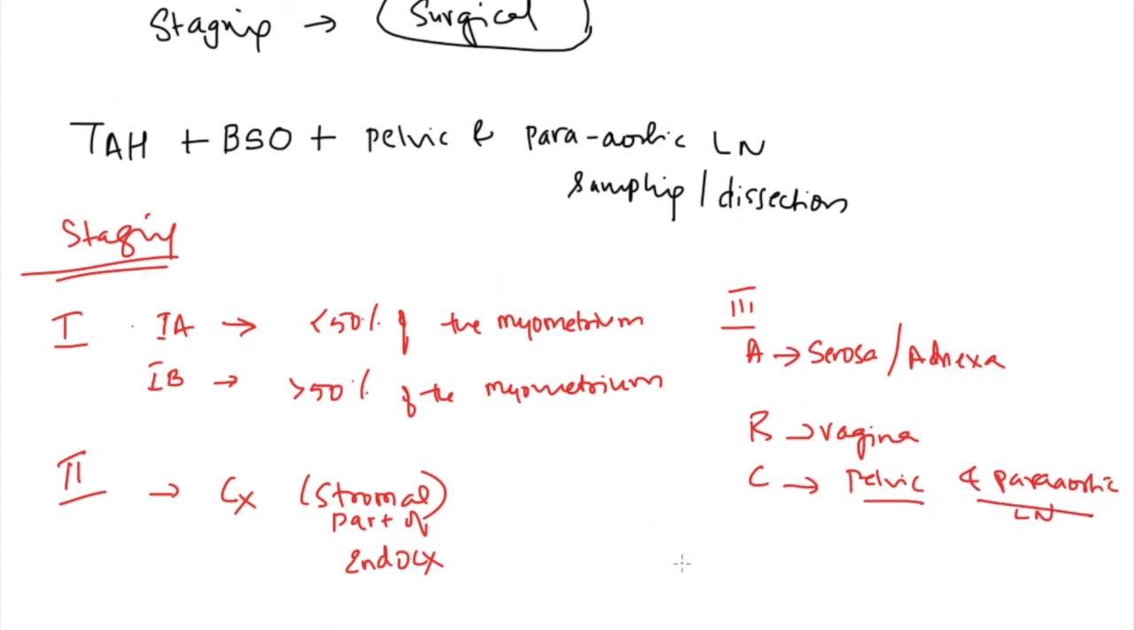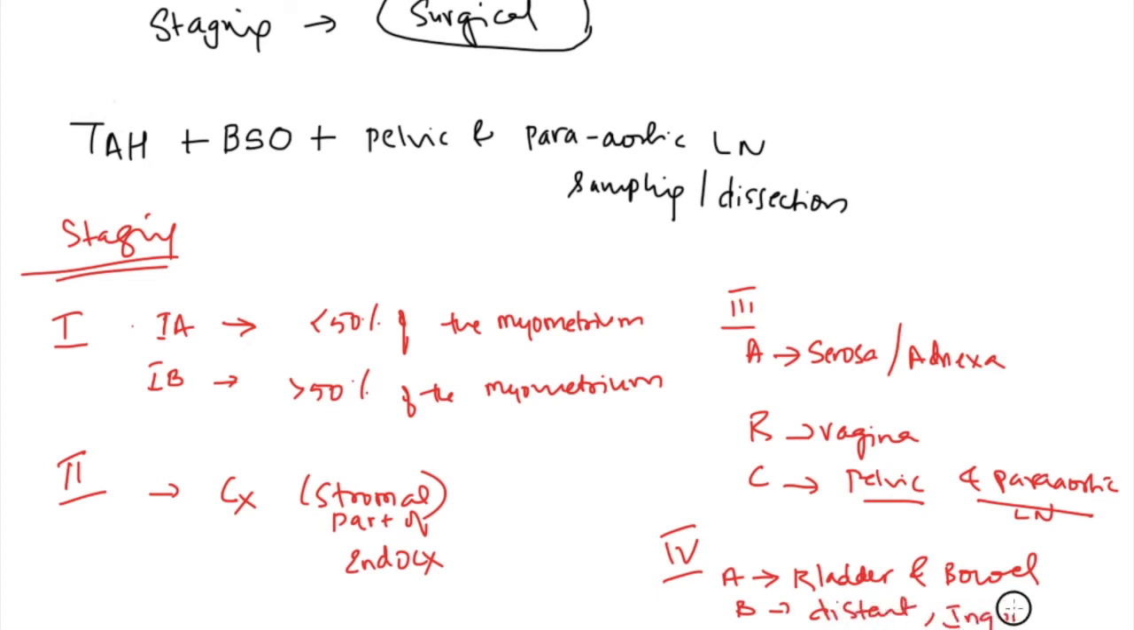Okay, then we go to stage 4. Stage 4 is metastasis, correct? Again we have A and B. A meaning the local structures, so surrounding structures. We have the bladder and the bowel. B meaning distant metastasis, which will also include your inguinal lymph nodes here. Okay, inguinal lymph nodes. So that is about the staging.